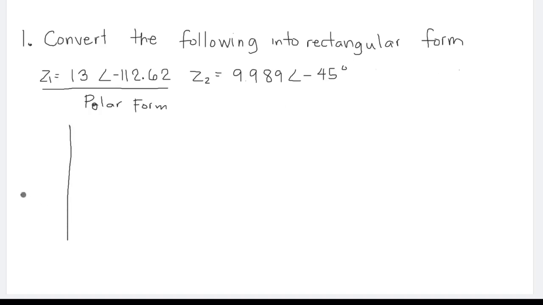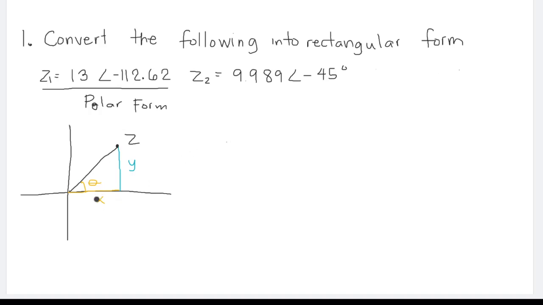So if you remember the graph for rectangular form, let's say this is our z1, or this is z. So we have the value of x and y. So this is y, and this is the value of x. And this is our angle. So from the polar form, we want to get the value of x and y. So how can we solve for the value of x and y?